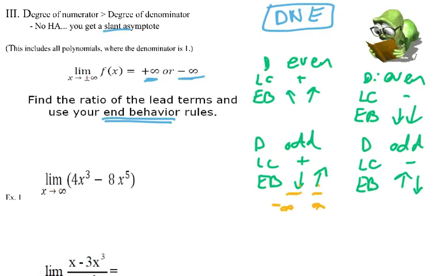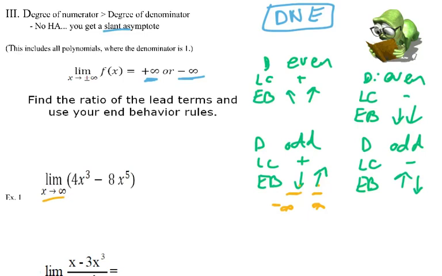And that is all dependent upon whether your x value is going to positive infinity or negative infinity. So let's get to our example. Example 1 is the limit as x approaches infinity of 4x cubed minus 8x to the 5th.